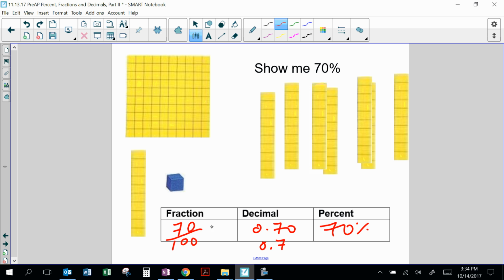Could I simplify this? Yes, you can, to 35/50. Can I simplify again? Divide by 5, 7/10ths. You know what? I realized I probably should have divided both of these, 70 and 100, by 10 to get the 7/10ths right away. But all of these are equivalent.